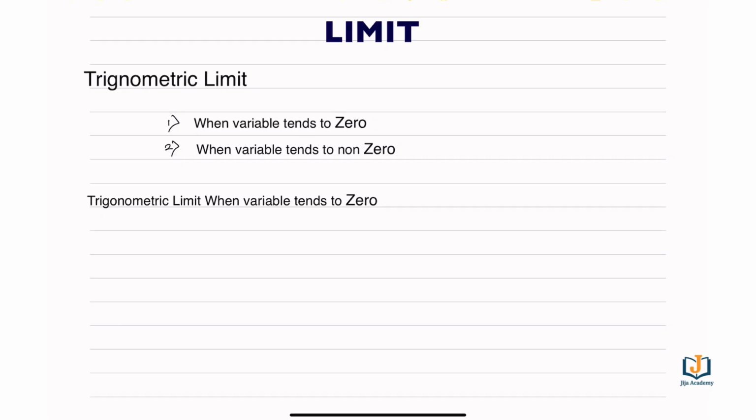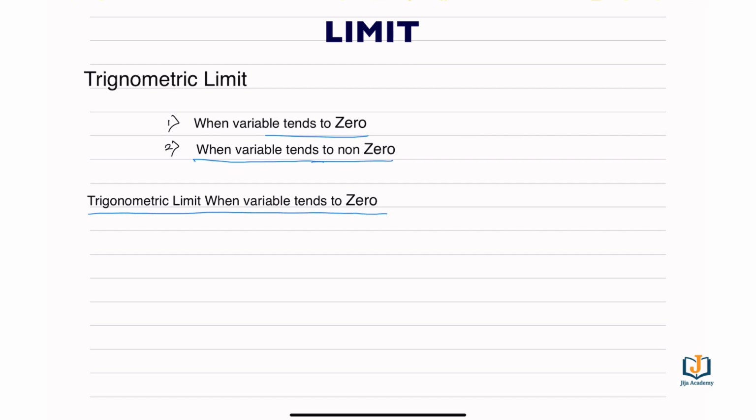In today's limit session, we are starting trigonometric limits. We are seeing two parts in the trigonometric limit. First one is when the variable tends to 0. And the second part is when the variable tends to non-zero. Today we are seeing trigonometric limits when the variable tends to 0.